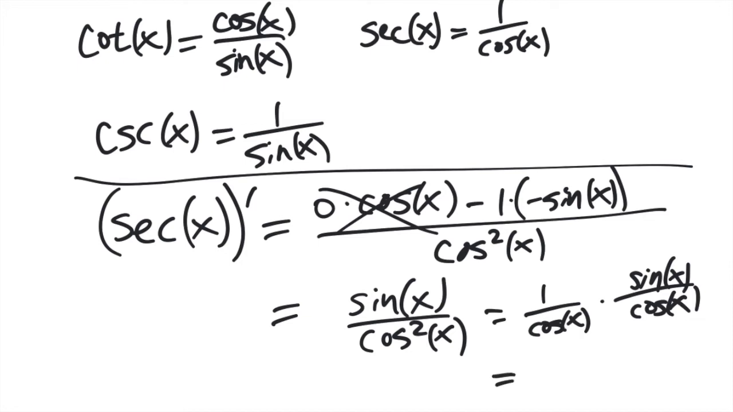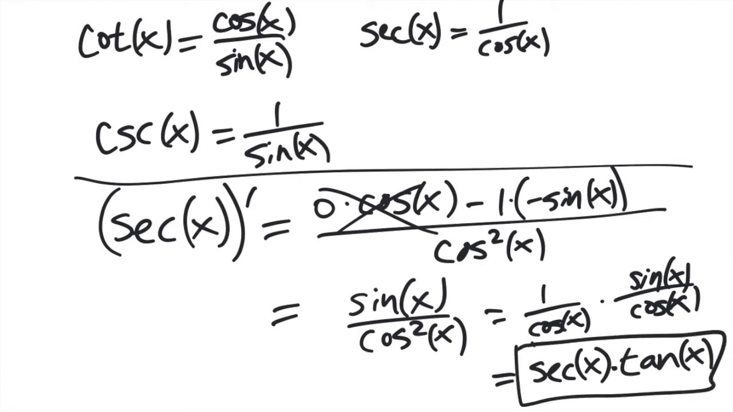And so 1 over the cosine is a secant of x, and then sine over cosine is a tangent of x. Okay. So secant of x times tangent of x is another way to write that with two trig functions and with multiplication instead of division. So you get something really similar when you talk about the derivative of a cosecant. I believe you get a negative cosecant of x times cotangent of x.